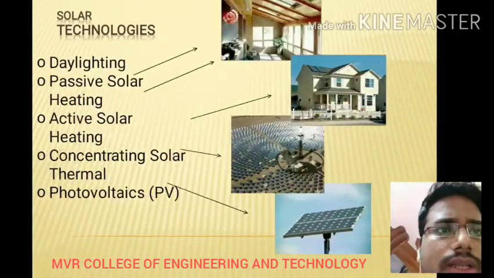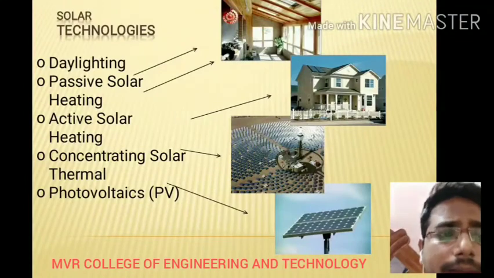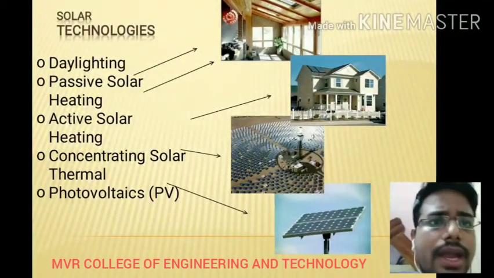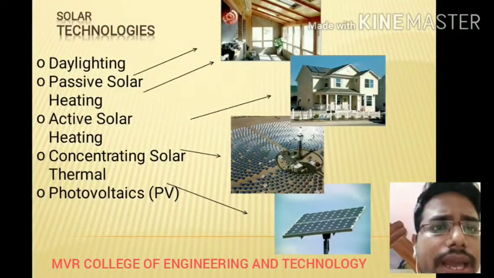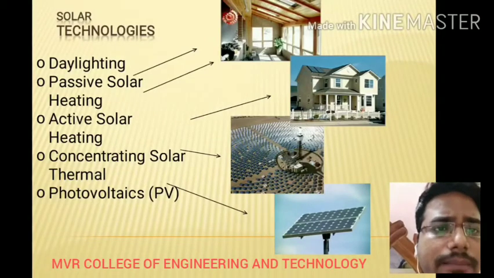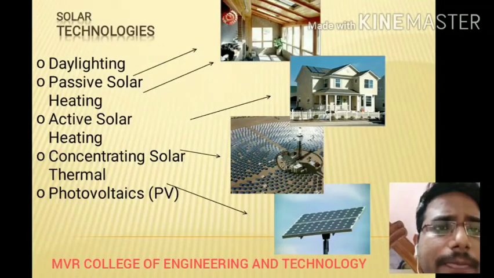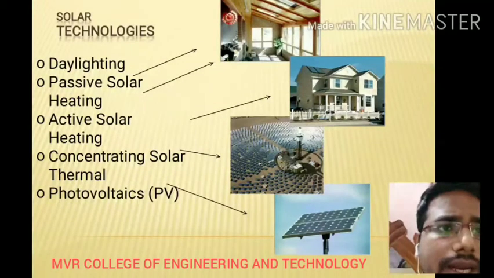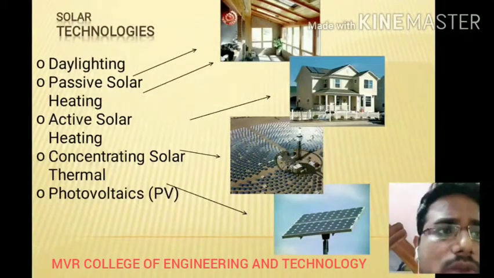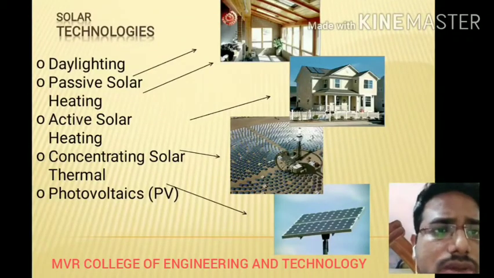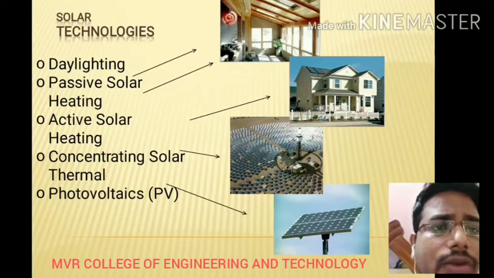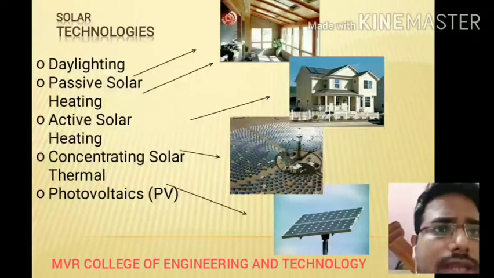So what are the solar technologies? You have daylighting, passive solar heating, active solar heating, concentric solar thermal, and photovoltaic. You can see the pictures of daylighting, passive solar heating, active solar heating, concentric solar thermal, and photovoltaic PV. So these are the solar technologies used in solar thermal energy.